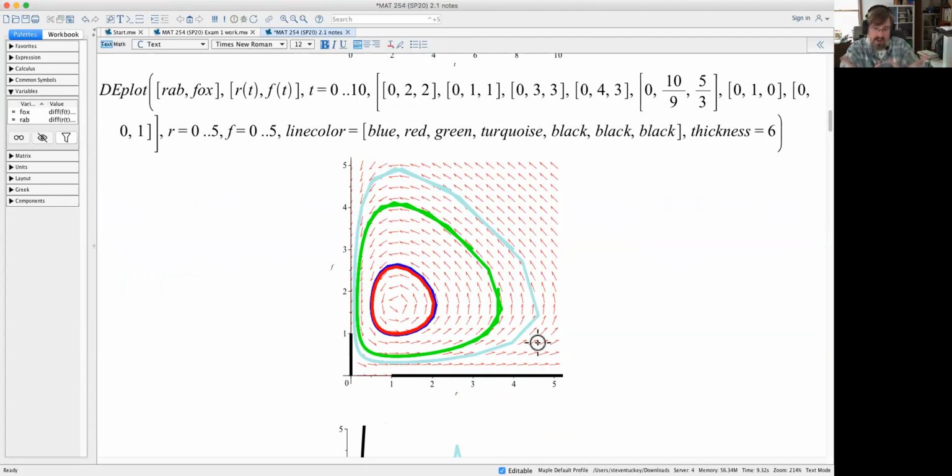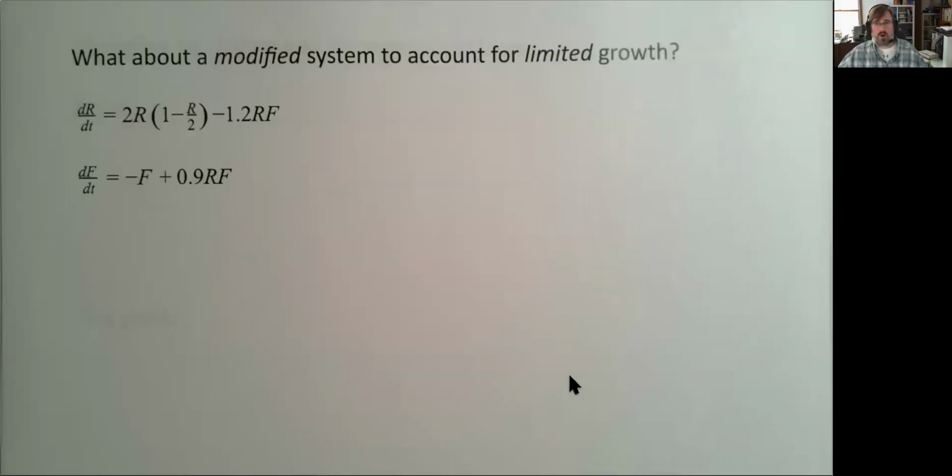The foxes depend on the rabbits, and the rabbits just are there for food for the foxes. But we all know rabbits can't grow forever. There's an upper limit. And so let's modify the equation. Let's manipulate our equation and find a way to make sense of a modified system to account for limited growth.